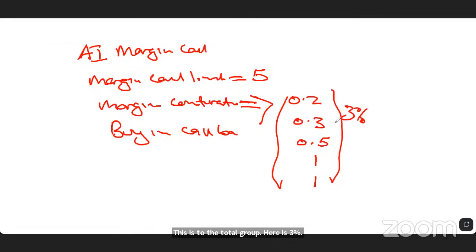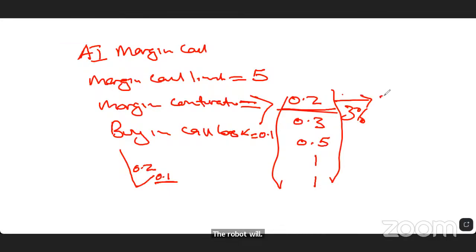Now, listen to me very clearly. The buy-in callback, what does this mean? When the market drops, this is margin call. When the market drops by 0.2 and it rises by the buy-in callback, which is already 0.1, it rises by 0.1, the robot will buy. If our multiple buying ratio, let me say it is a 2, it will buy 2 times our first buying amount.